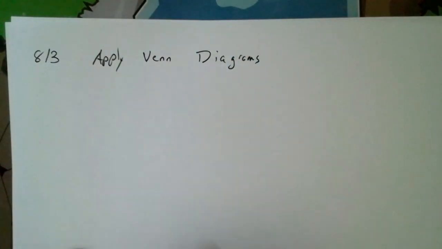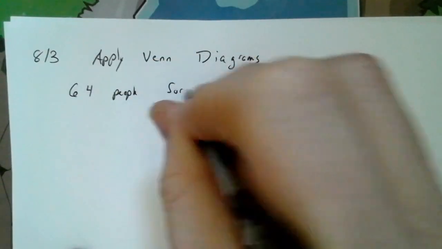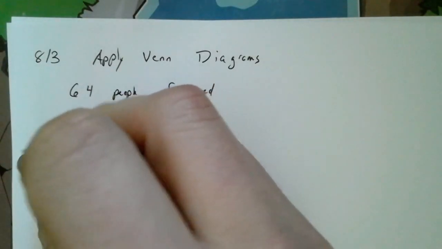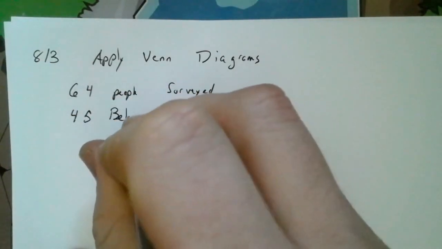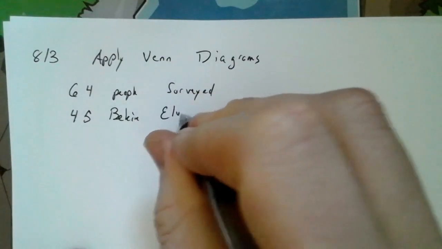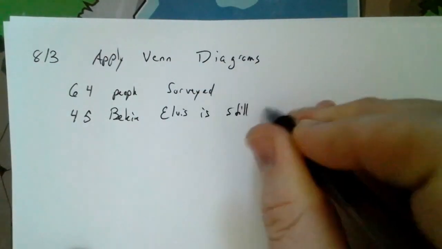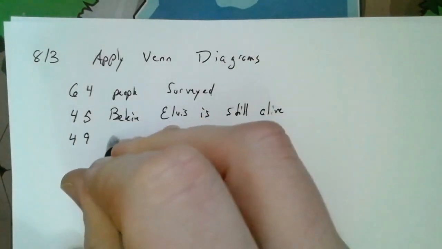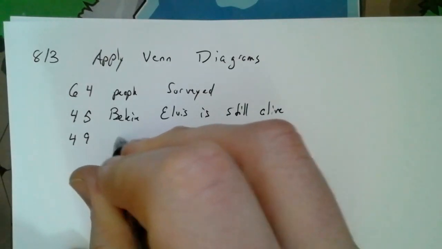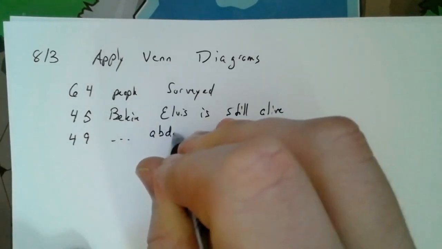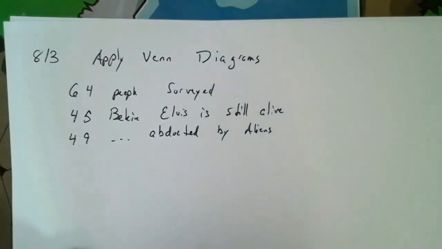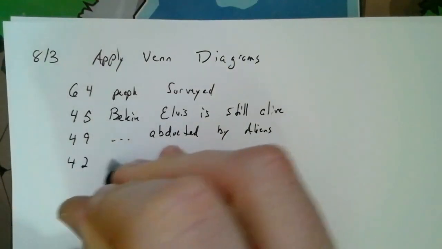So here, we've got an example where 64 people are surveyed. And what we find is when we surveyed those people, 45 people believe Elvis is still alive. 49 believe they've been abducted by aliens. And then 42 believe both.